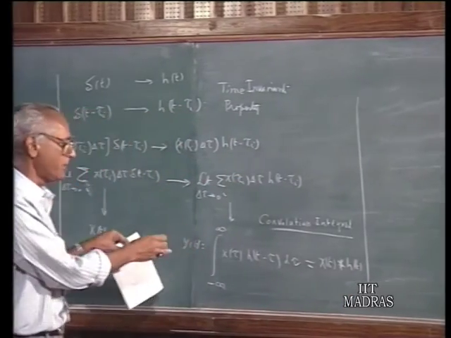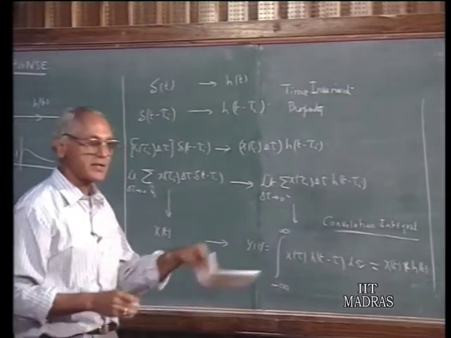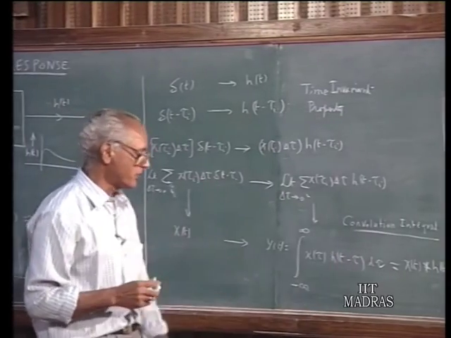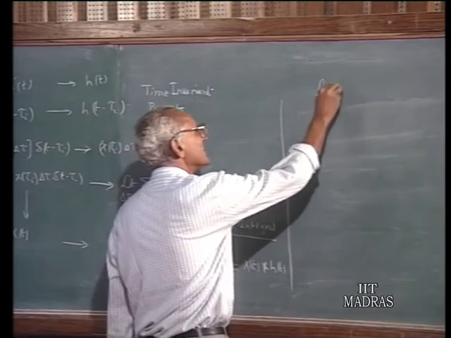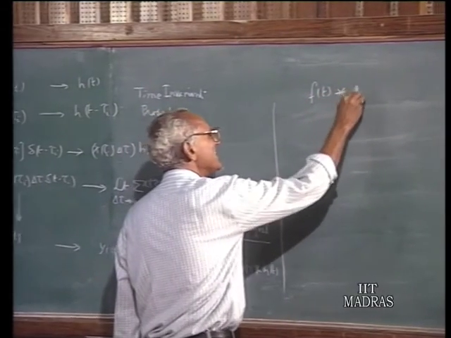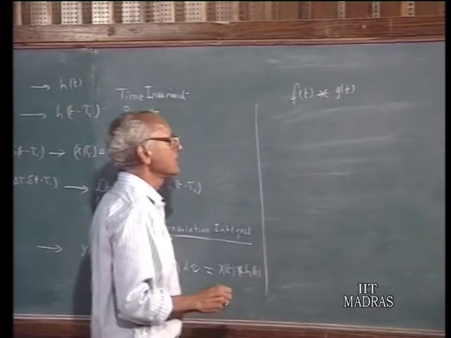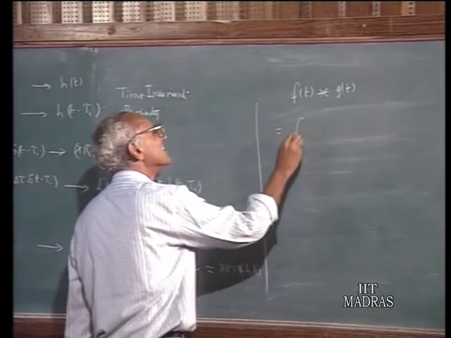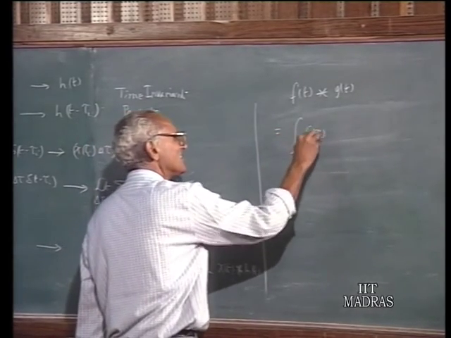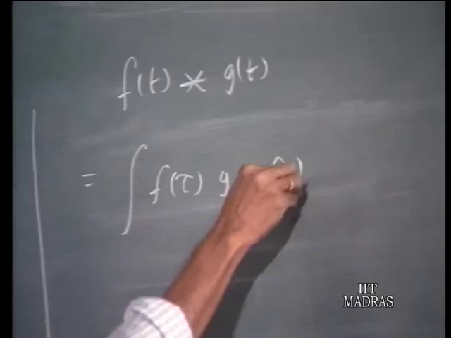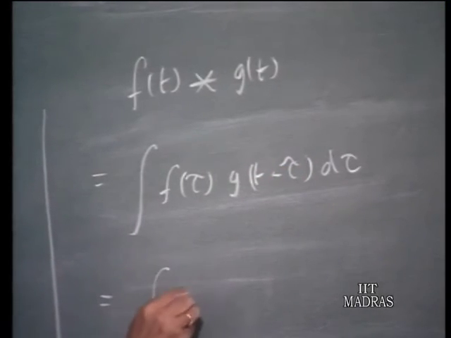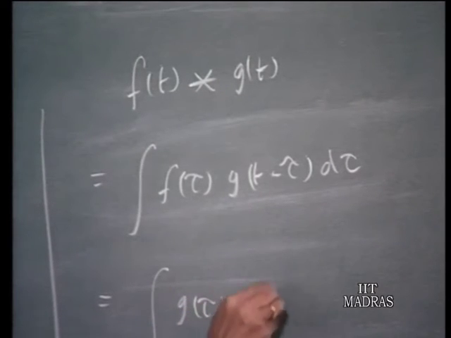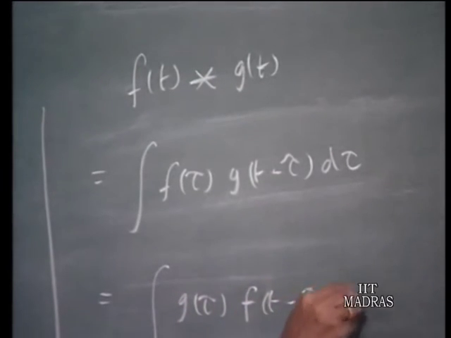We will come back to the impulse response and the calculation of y(t), but let us spend a few minutes on the meaning of the convolution integral. So, the convolution of f(t) and g(t), represented in this manner, is the integral of f(tau) g(t minus tau) d tau. This is a symmetrical arrangement. We can also write this as the integral of g(tau) f(t minus tau) d tau.